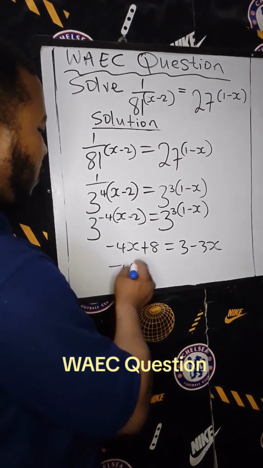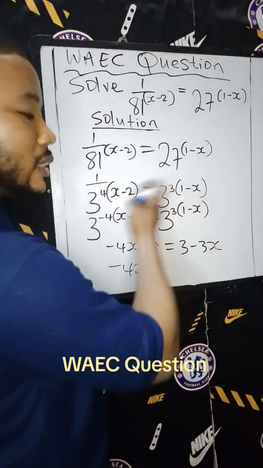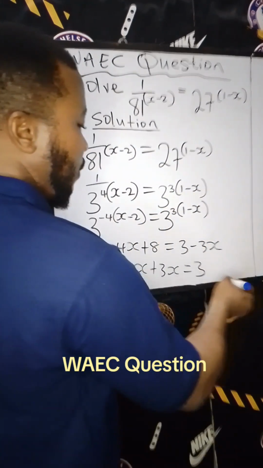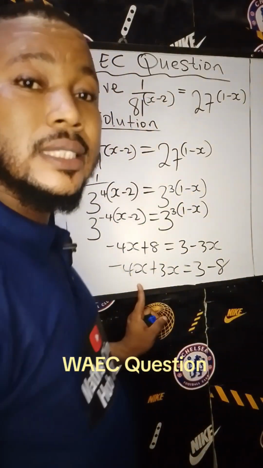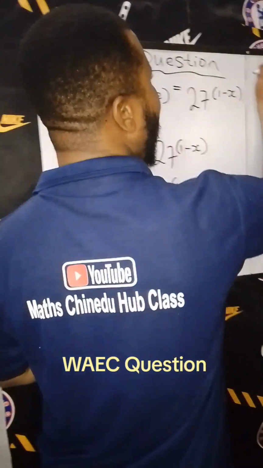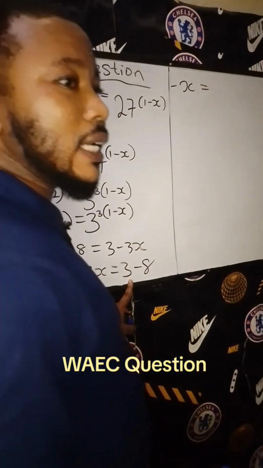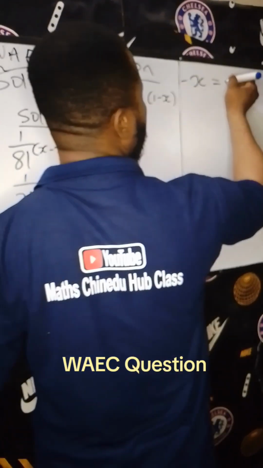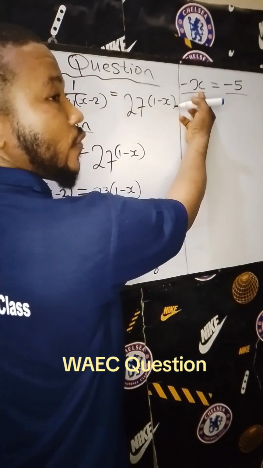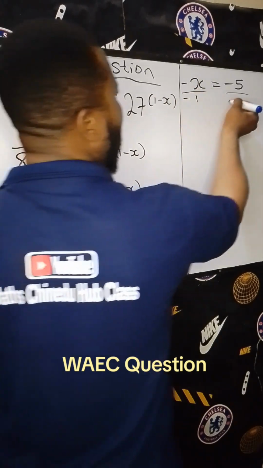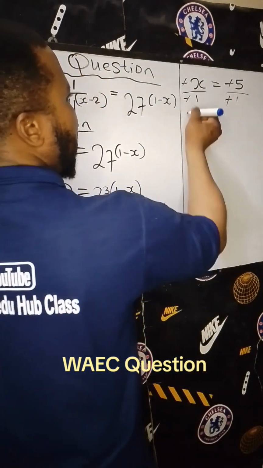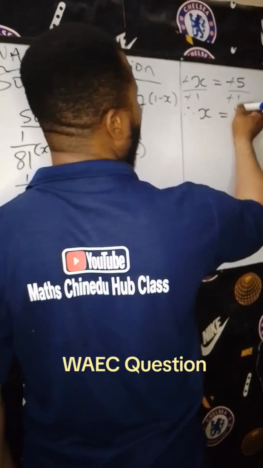You can see here, minus 4x. By the time minus 3x moves to this side, it becomes plus 3x, is equal to this 3. This plus 8 moves to the other side, becomes minus 8. So in this case here, we now have minus 4x plus 3x, that is giving us minus x, is equal to, of course, 3 minus 8. We are having negative 5. Of course, we divide both sides by the coefficient of x, which is minus 1. Minus divided by minus, that's gone. Minus will also take care of minus here. Therefore, the value of x here is equal to 5.